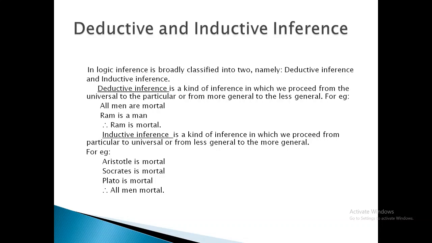Now, what is deductive inference and what is inductive inference? You know deductive inference, what it is? It is a kind of inference in which we proceed from universal to the particular. Again, two terms, universal and particular, and you are very well acquainted with them: universal proposition and particular proposition. What is a universal proposition? Where the predicate affirms or denies the whole subject.